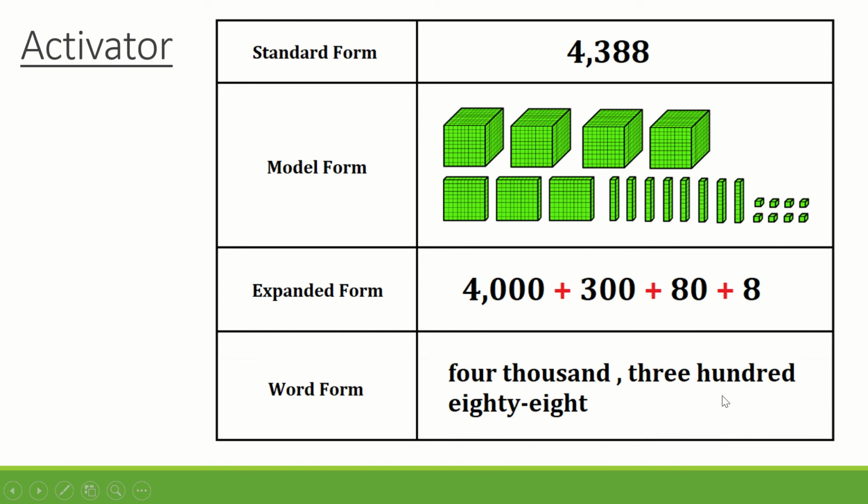And finally, we have the number written in its word form. And the way that we write a number in its word form is how we actually read that number in standard form properly. So we read this number properly as 4,000, because I have a 4 in my thousands place, 300, because I have a 3 in my hundreds place, 88, because I have an 8 in my tens place and an 8 in my ones place.